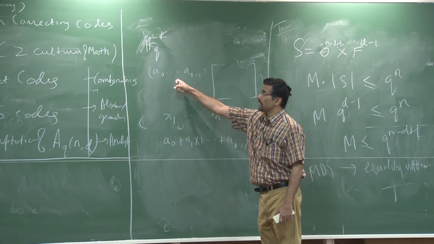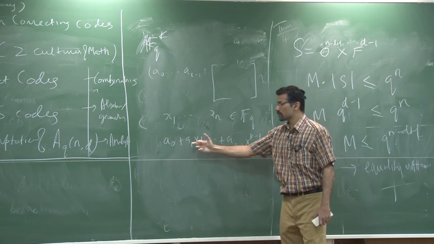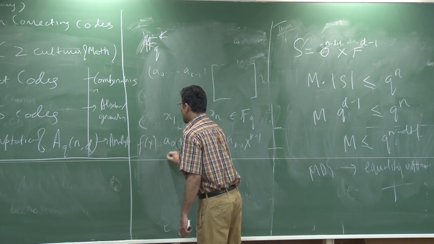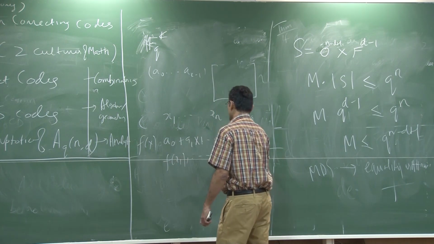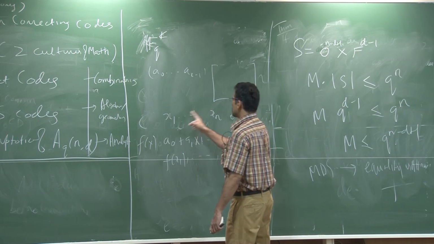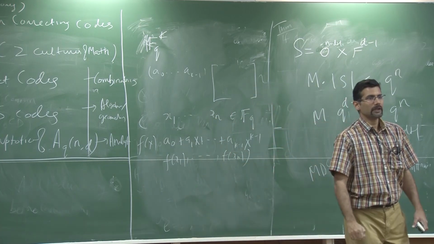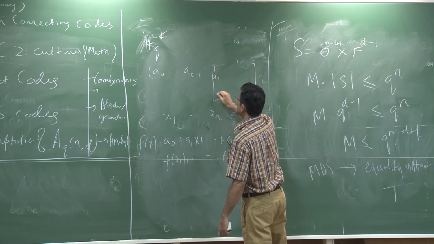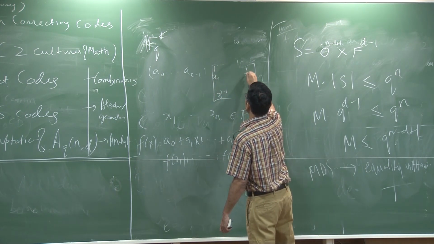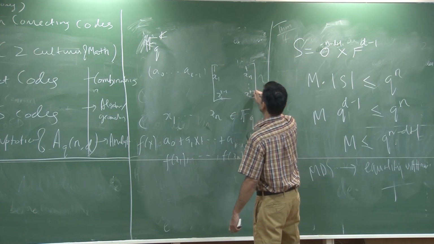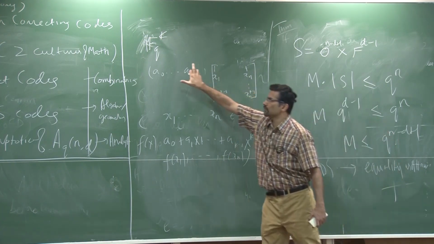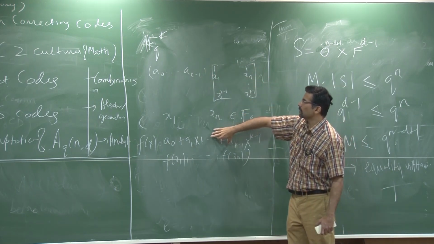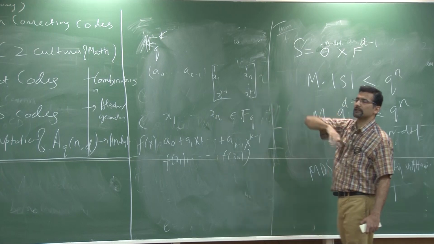Instead of transmitting a0 up to a_{k-1}, take these to be the coefficients of a polynomial, call it f of x, and transmit f(x1) up to f(xn). These x1 up to xn are fixed. Okay, so how do you encode this in terms of matrices? You look at this Vandermonde matrix. Is that clear? If you take this to be a row vector, what will be the output? The output will be this polynomial evaluated at x1, up to this polynomial evaluated at xn.